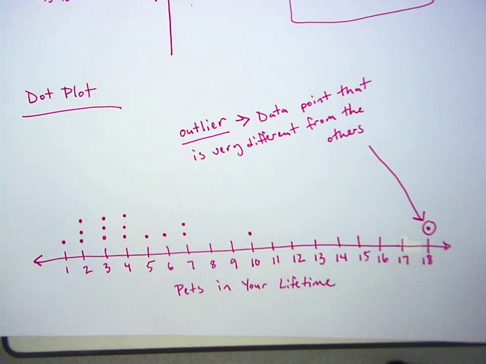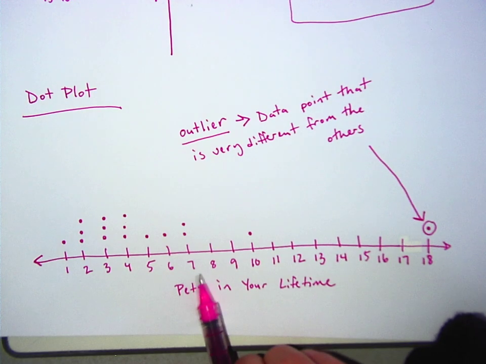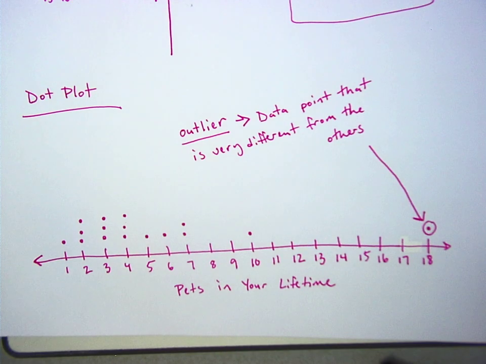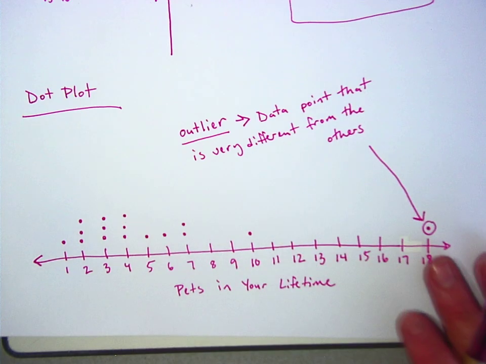What about 7? 7's got 2 data points on it. So we're looking for 1 data point or maybe 2 data points that are very different from everything else. Does it always have to be something that's really high? No, it could be something that's very low.